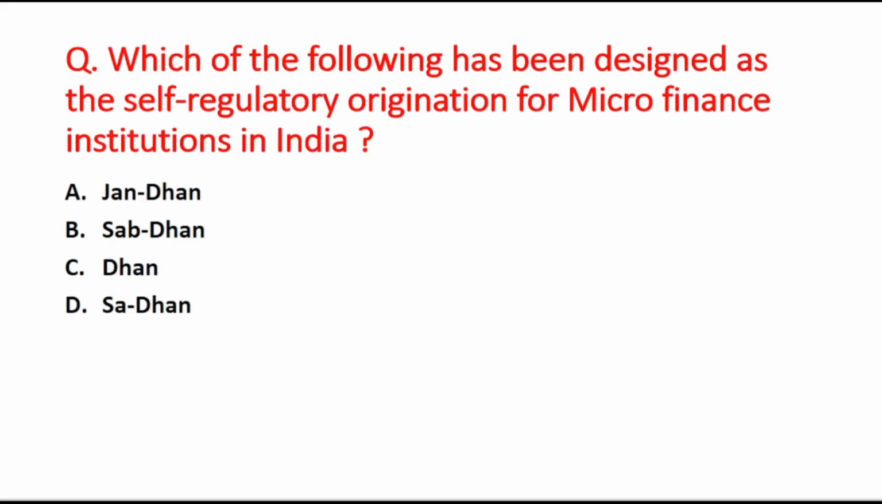Next question is, which of the following has been designated as the self-regulatory organisation for microfinance institutions in India? A option is Jandhan, B option is Sabdhan, C option is Dhan, and the D option is Sadhan. So the right answer is option D, that is Sadhan.